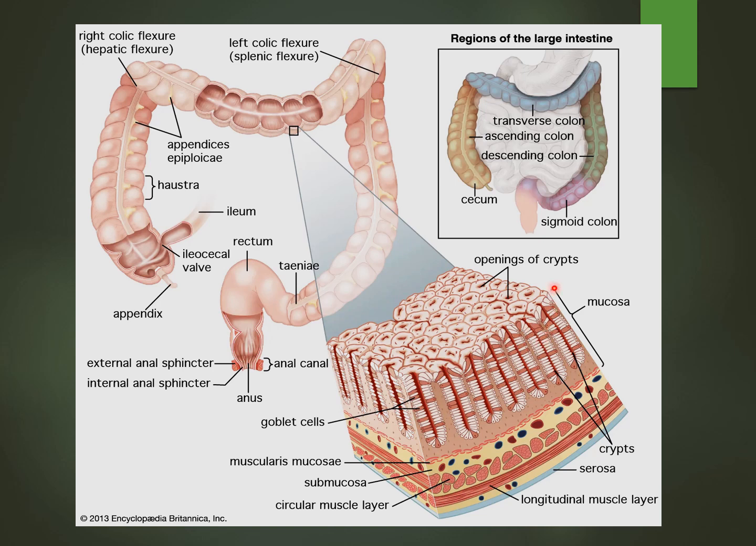Then you can find out a layer from inner to outer, or mucosa, this layer. Then this is submucosal layer. And here is a muscularis externa and the outermost layer which is called as a serosa.